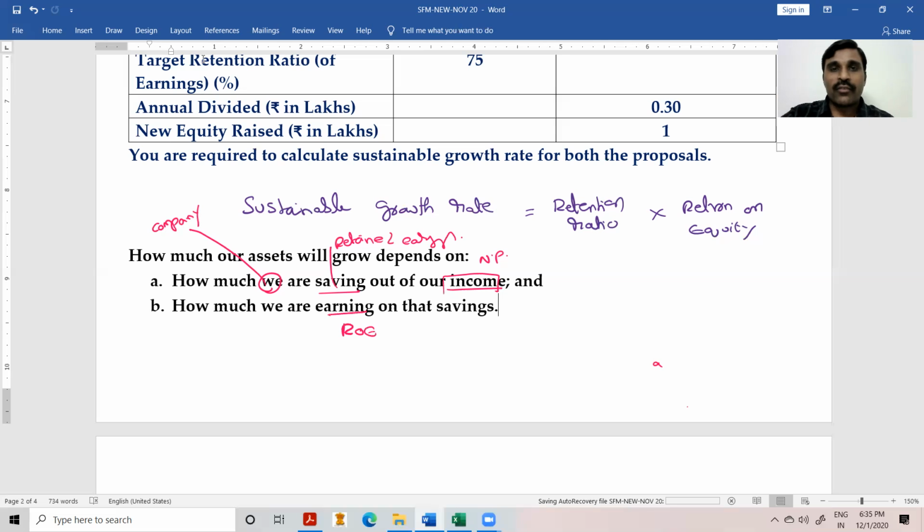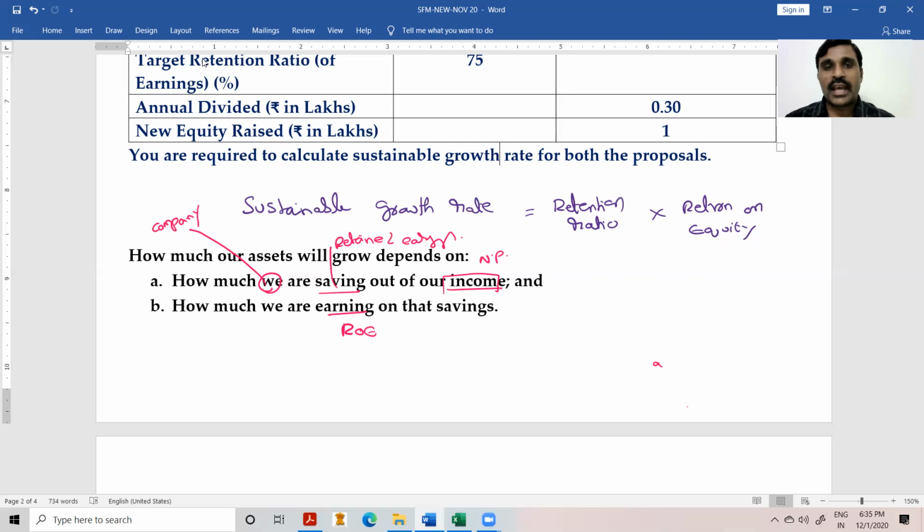If you are able to save more and you are able to earn more on your savings, your growth will be tremendous. That is the point. So therefore, sustainable growth rate is equal to how much we are saving out of our income and how much we are earning on that savings. This is sustainable growth rate: retention ratio into return on equity. This is a plain simple concept, my retention ratio and return on equity.